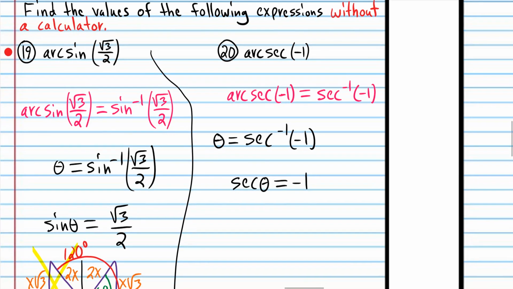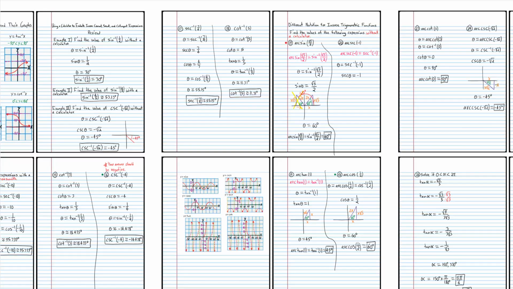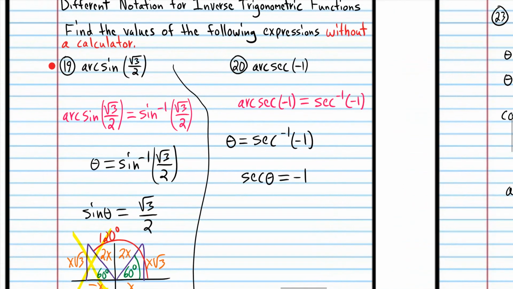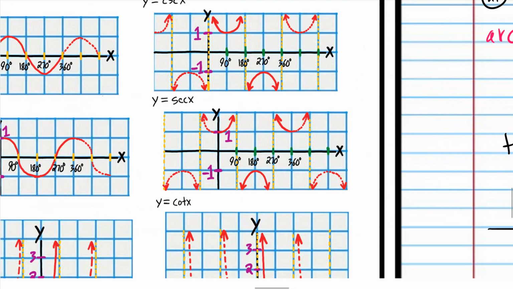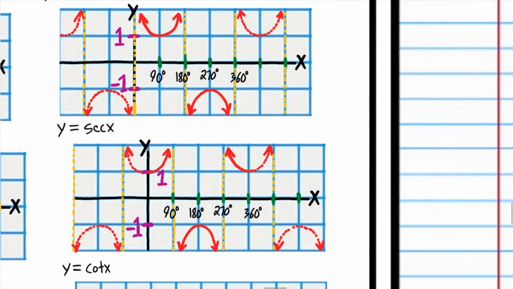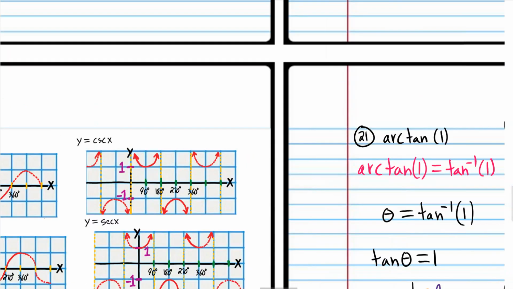Here are our basic graphs. Here's a secant graph. Let's look for the points which have y values equal to -1, and that would be down here. That corresponds to 180 degrees.